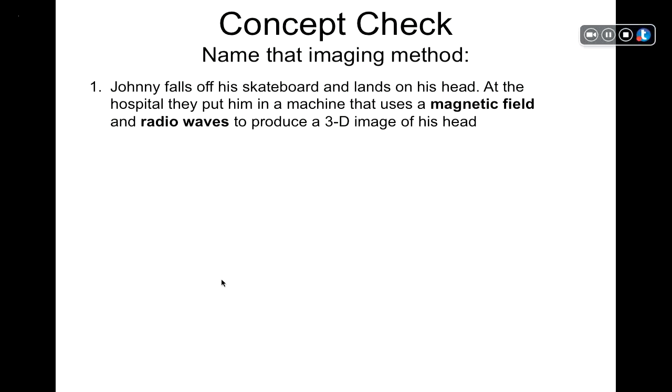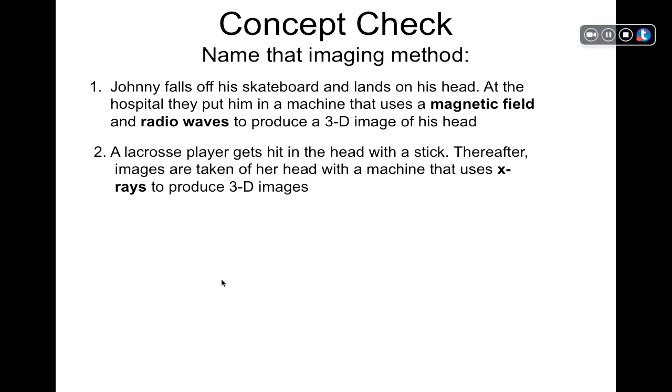Concept check on imaging methods. Number 1, Johnny falls off his skateboard and lands on his head. At the hospital, they put him in a machine that uses a magnetic field and radio waves to produce a 3D image of his head. So what imaging technology are we using here to create a 3D image? That would be the MRI.